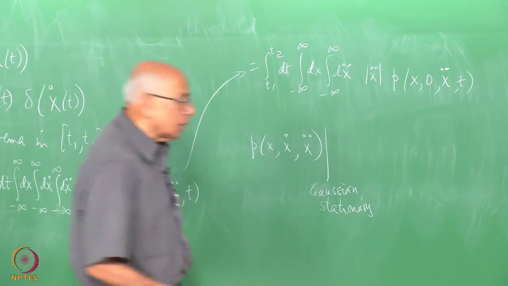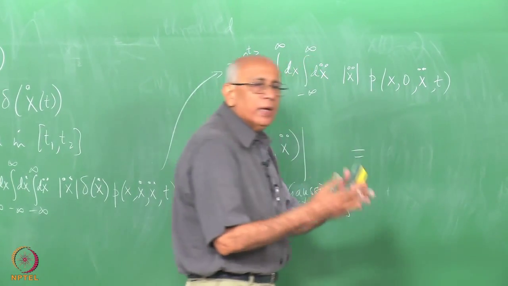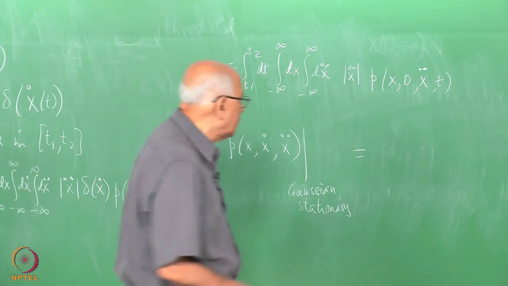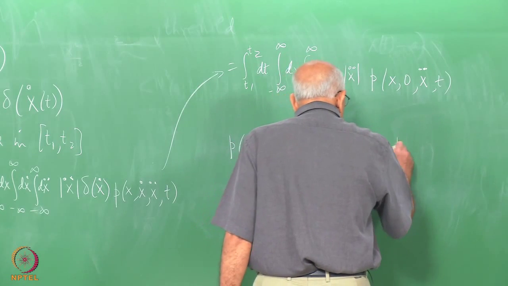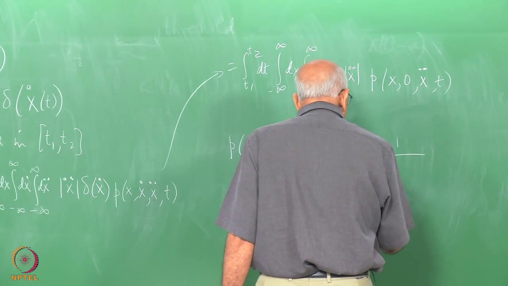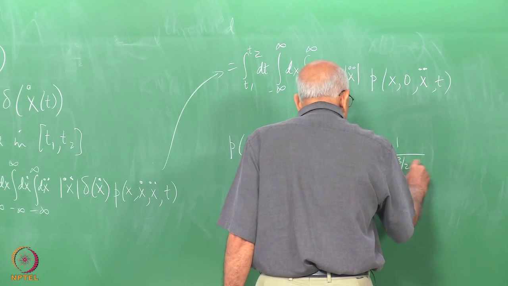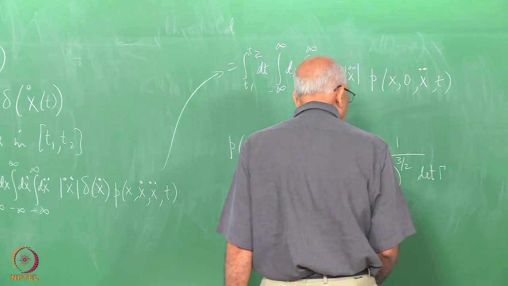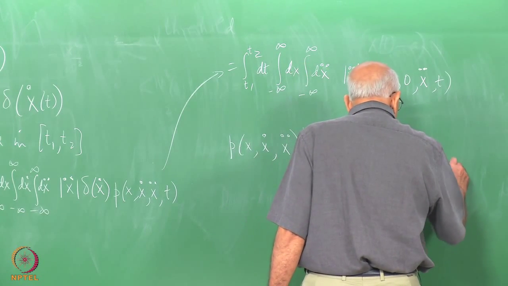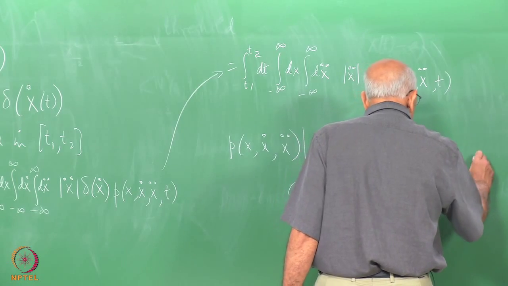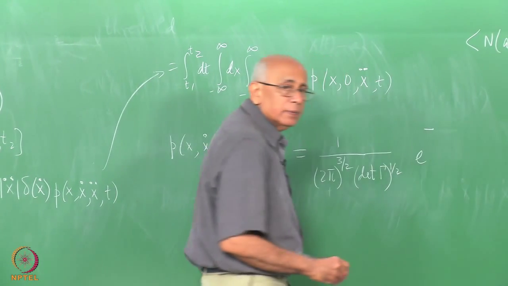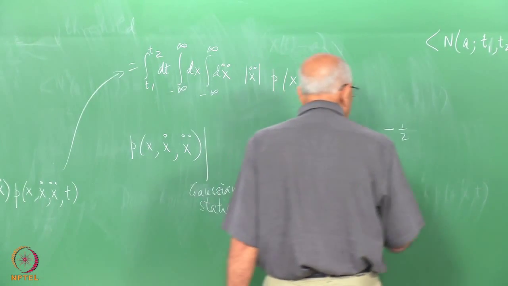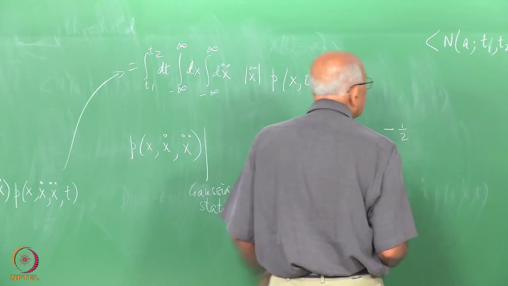This thing looks like the following. You need to define a covariance matrix. The moment you have a multivariate Gaussian, you need to define a covariance matrix, and it looks like this. It's 1 over 2 pi square root for each of these factors, so there's a 3 halves, and then there's a determinant of this covariance matrix, let's call it gamma, to the power half, e to the power minus 1 half, the usual standard half sits there.